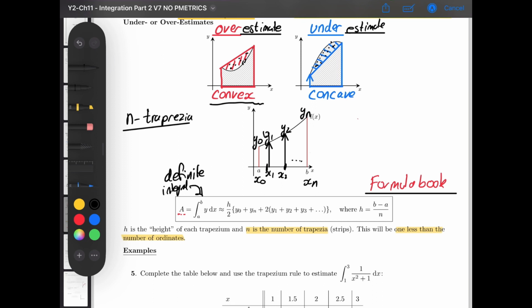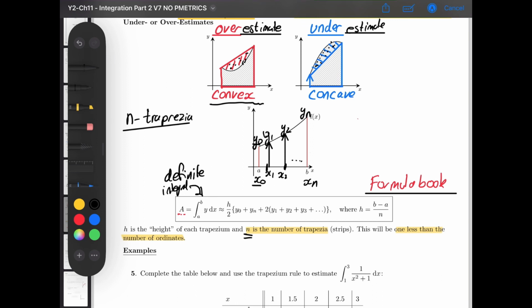And there's one thing I really want to draw your attention to here. In this diagram, we've got n trapezia, but there's actually n plus 1 ordinates, because we've included x0 as an extra and y0 as an extra ordinate. So to summarise, there will be n trapeziums, but there'll be one more ordinate than that, the number of y values.